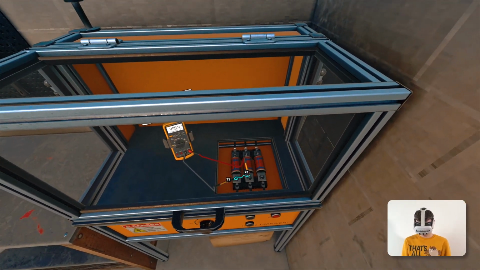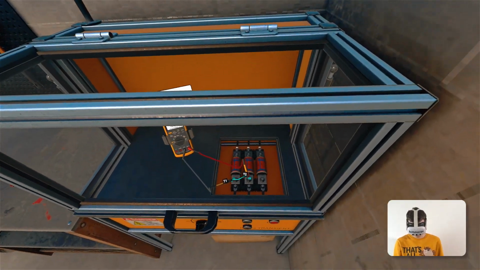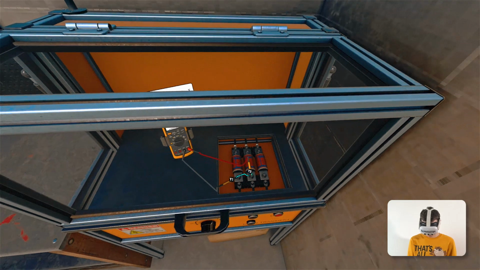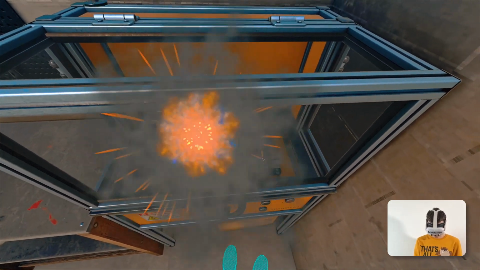If 2 arcs join due to the close proximity of the test probes, one large arc is formed, providing a low impedance path from one electrical phase to another, causing a phase-to-phase fault. The result is an arc blast.